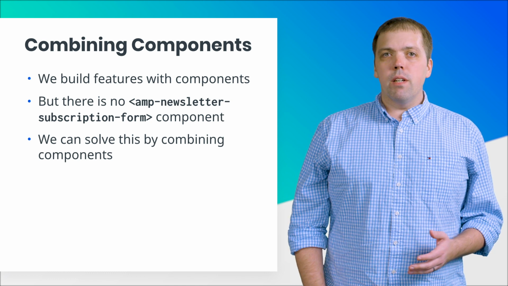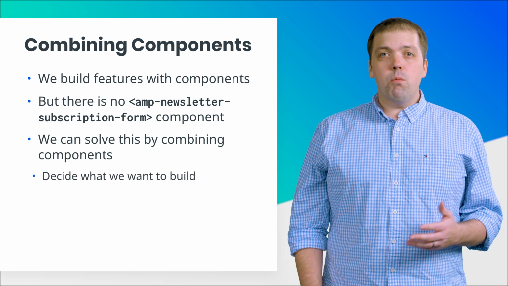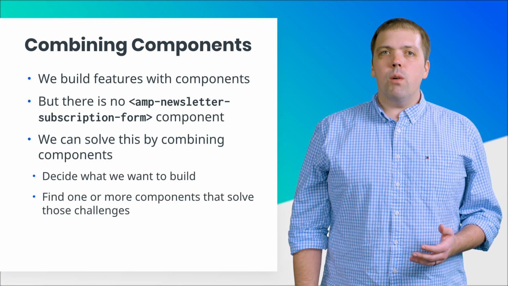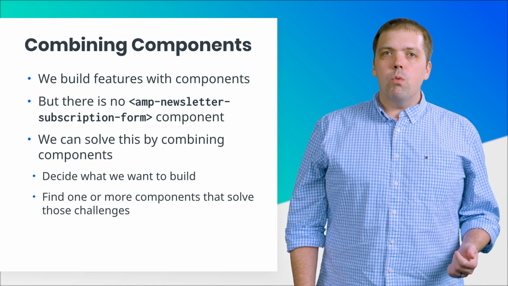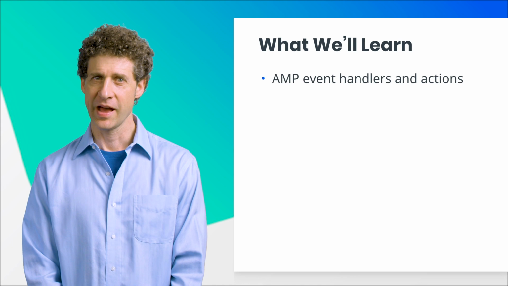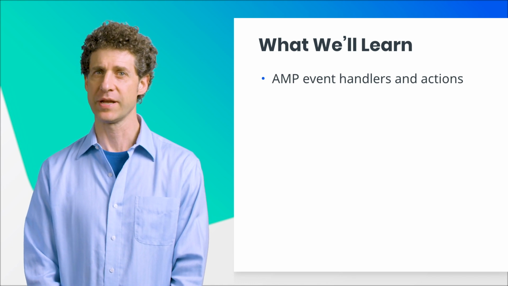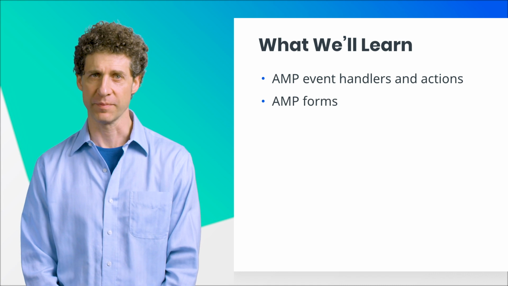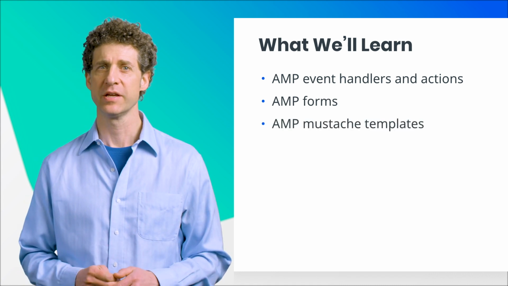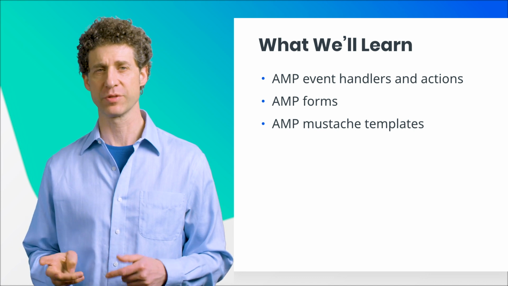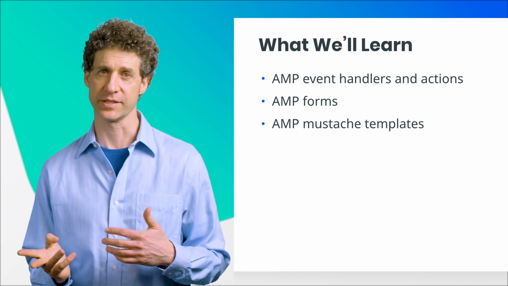To combine components, we'll first decide what we want to build, then we'll find one or more components that satisfy our requirements, and finally, we'll connect the components together. In this course, we'll learn how AMP handles user interaction with event handlers and actions, how to collect user information using AMP form, and how to format server data using AMP mustache templates. We'll explore how to enhance a given feature with new components and their interactions.